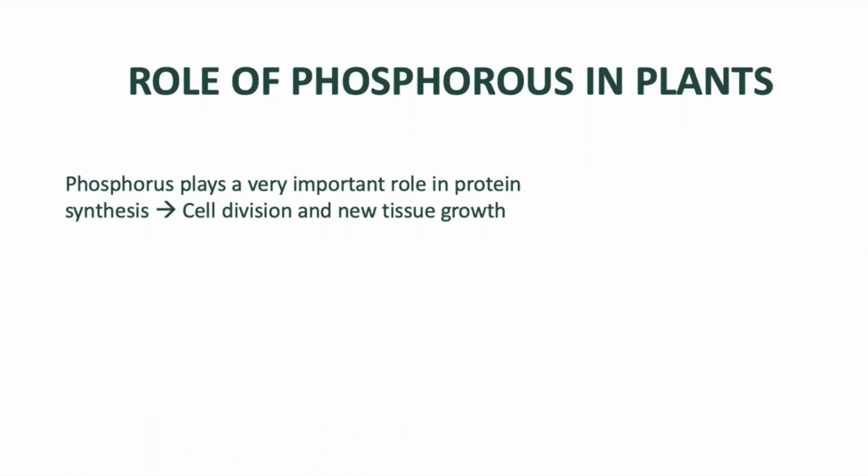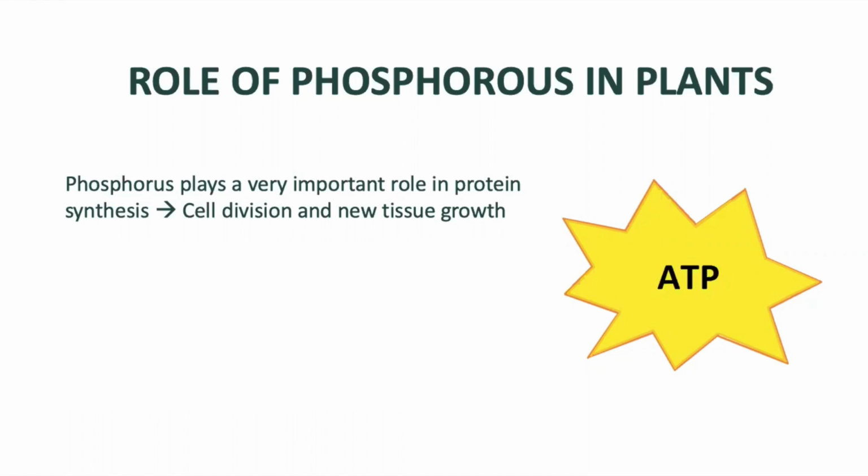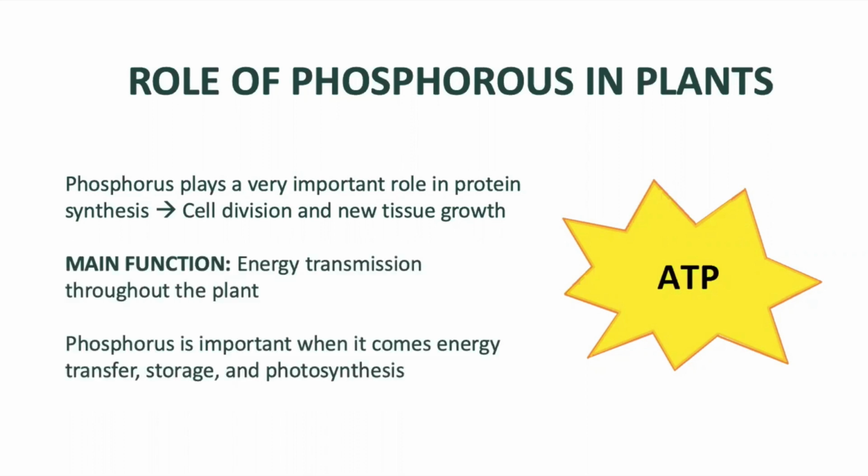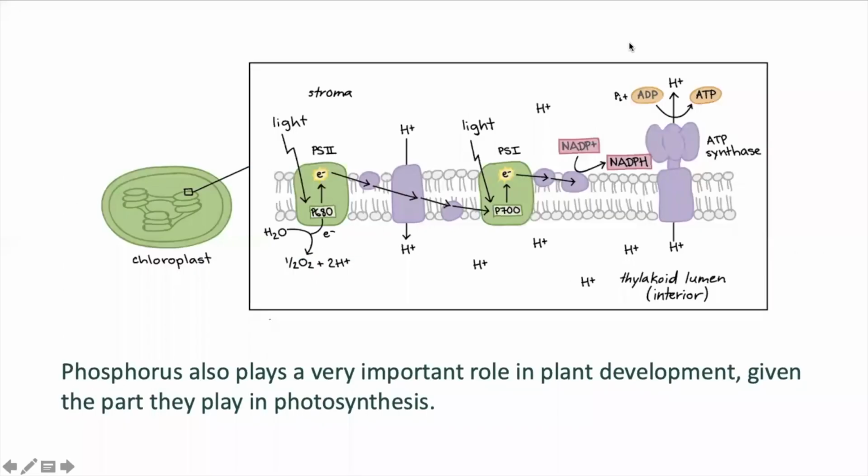Well, as you probably know, all organisms need energy to function. And this energy is packaged in a molecule that we know as ATP. Yes, ATP, with a P at the end that refers to phosphorus. Then, the main function of phosphorus in plants is to help in energy transmission and storage. The main process to produce energy in plants is photosynthesis. Therefore, we can assume phosphorus plays a vital role in plant development.